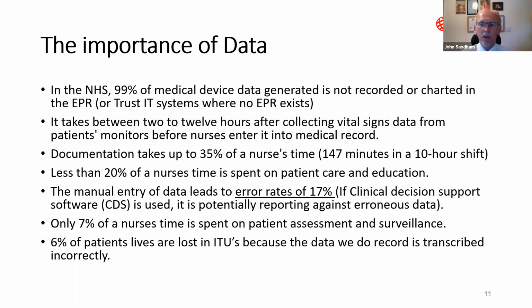It takes between 2 to 12 hours after collecting vital signs data from patient monitors before nurses enter it into the medical record. Documentation takes up to 35% of a nurse's time, 147 minutes in a 10-hour shift, and less than 20% of a nurse's time is spent on patient care and education. The manual entry of data leads to error rates of 17%. If clinical decision support software CDS is used, it is potentially reporting against this erroneous data. Only 7% of a nurse's time is spent on patient assessment and surveillance.